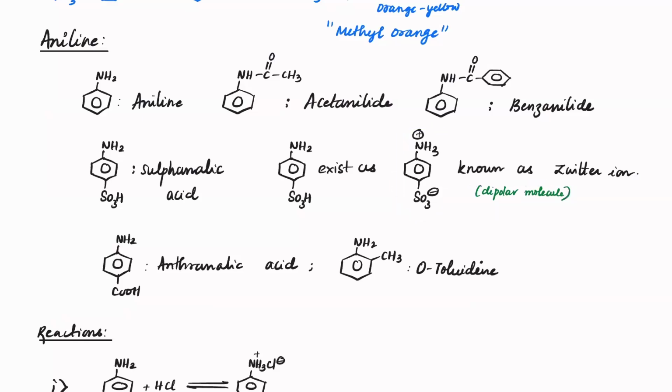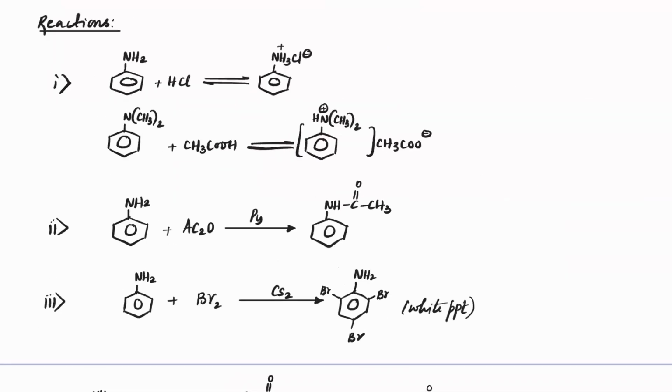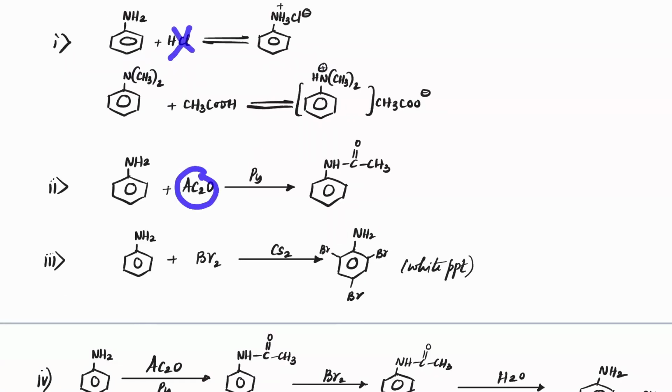Internal acid-base reaction. Lone pair from here will take H plus, converts into a salt form. Next, if you have COOH, it is called anthranilic acid. And if you have CH3, we call it o-toluidine. So these are all the common names. Reaction: aniline plus HCl will give you anilinium salt. And if you have methyl anilinium, then you will get with acetic acid, you will get it as salt, not with HCl. Next, with Ac2O, it will become acetanilide.